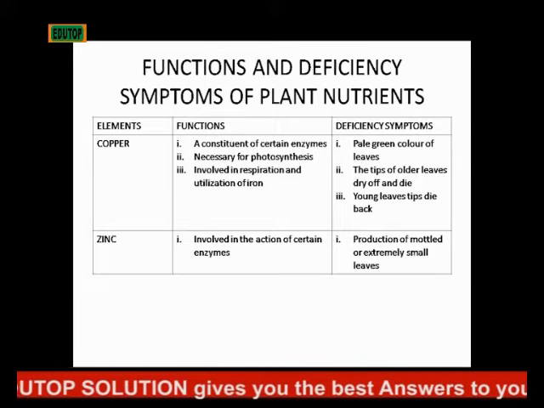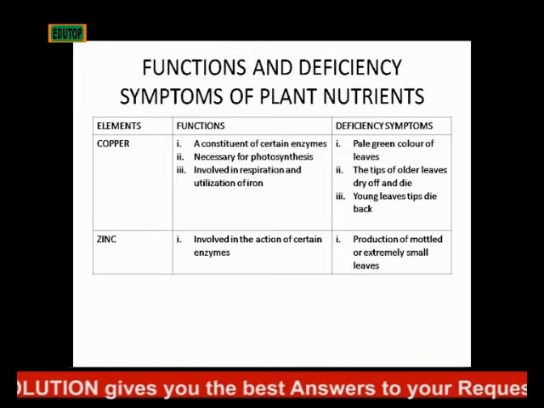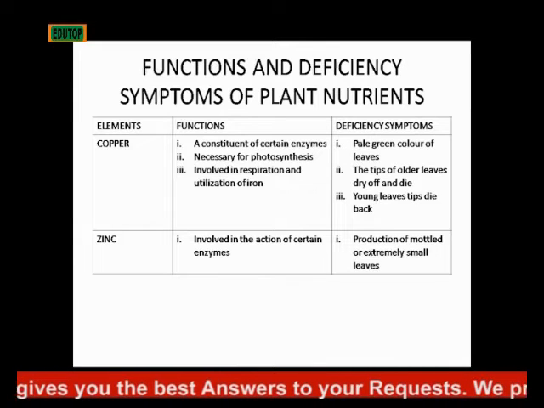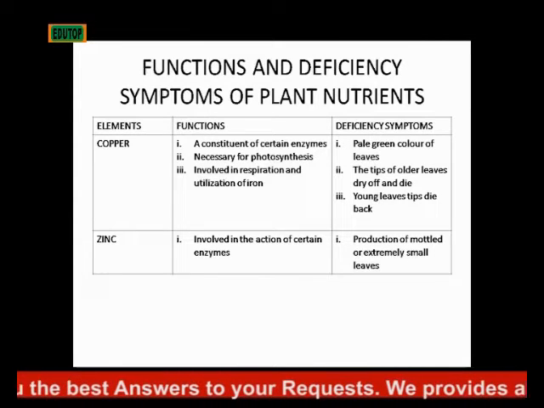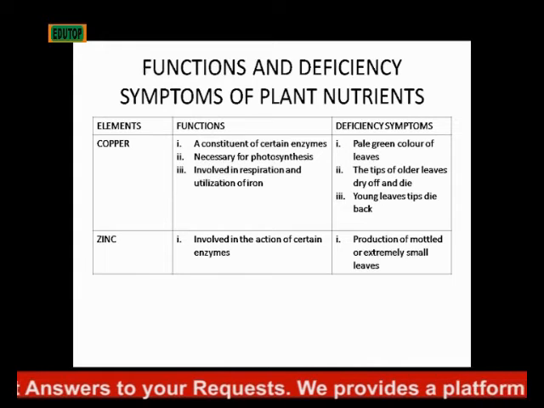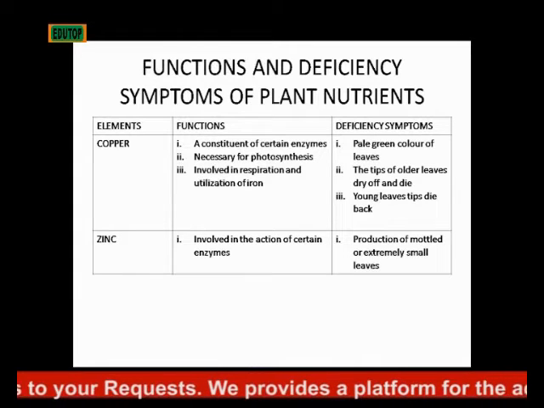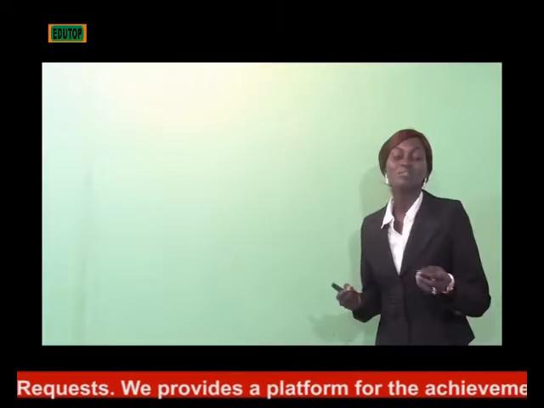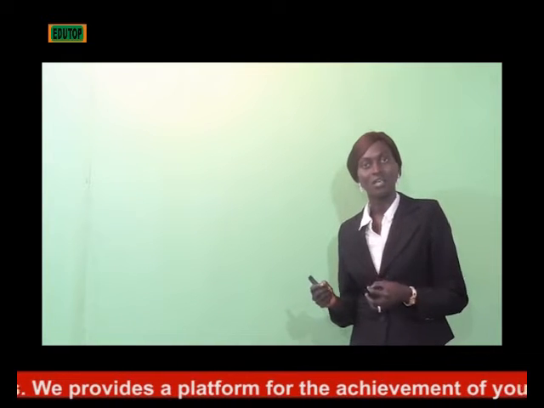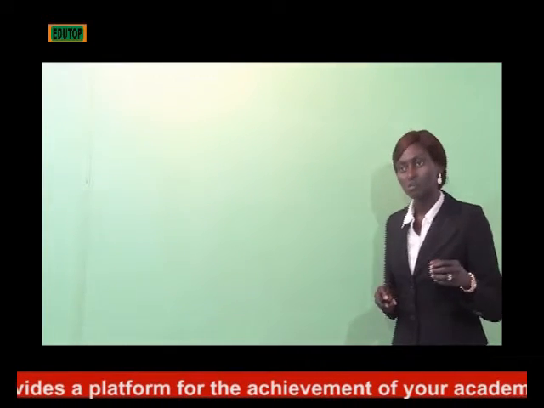Zinc. Zinc is involved in the action of certain enzymes, and deficiency symptom is that there will be production of mottled or extremely small leaves. The leaves of a plant that lacks zinc will be very small.